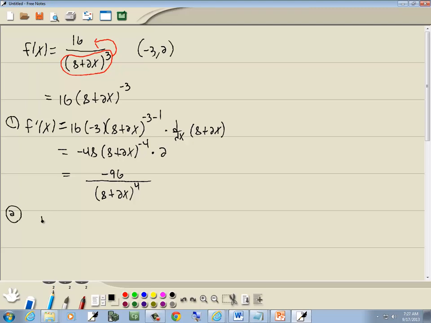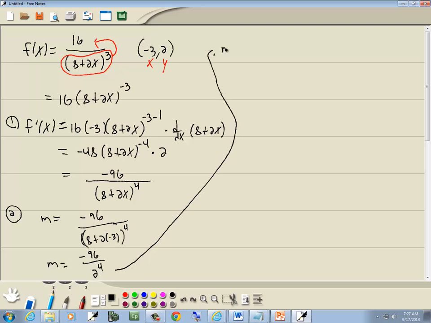Step 2. Change your derivative notation to m and plug in the x part of your point. They're giving us this point, so they're giving us x and y. So I'm going to plug negative 3 in for the x. So I got negative 96 over (8 plus 2 times negative 3) to the fourth power. Which gives us negative 96. 2 times negative 3 is negative 6. So we got 8 minus 6, which is 2. So we got 2 to the fourth power, which gives us negative 96 over 16.